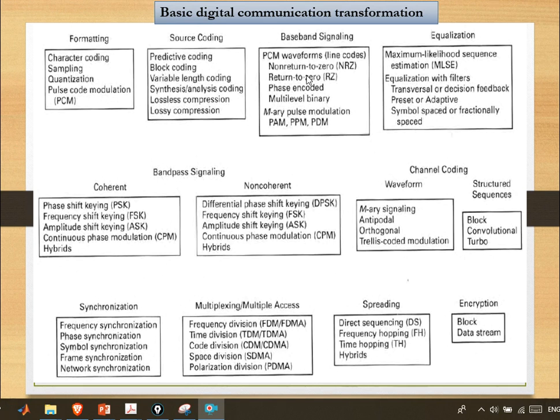After that, we have baseband signaling. Baseband signaling is about waveforms, line code representation, return to zero, non-return to zero, phase encoded, multi-level binary, pulse amplitude modulation, pulse position modulation, pulse differential modulation, all these kinds of topics within this block. The other block, which is extremely important in a digital communication system, we call it equalization.